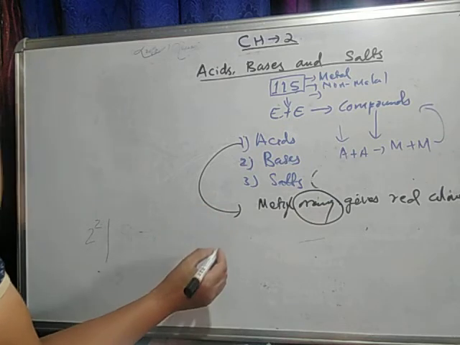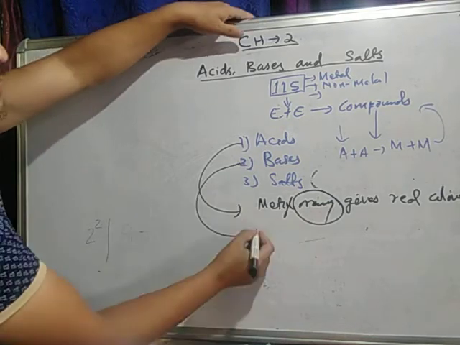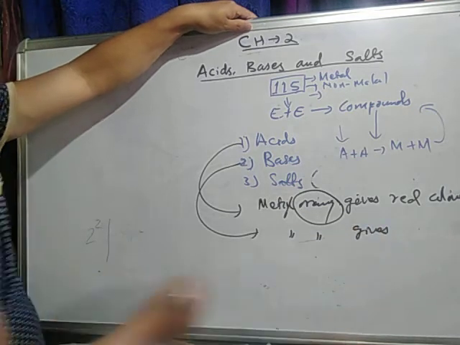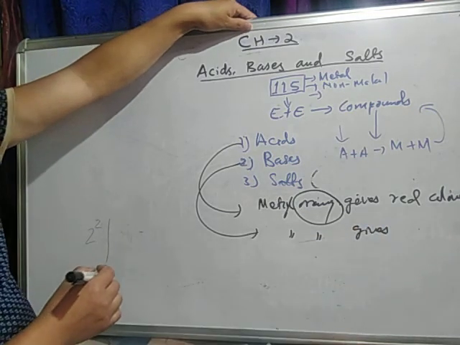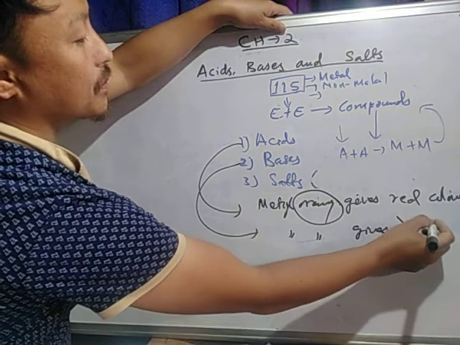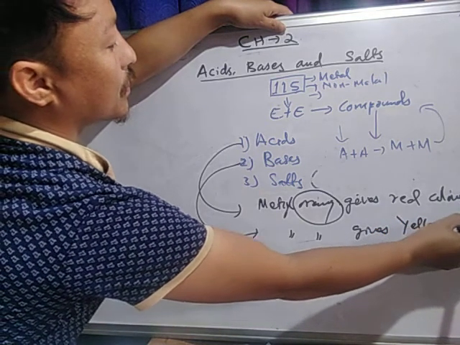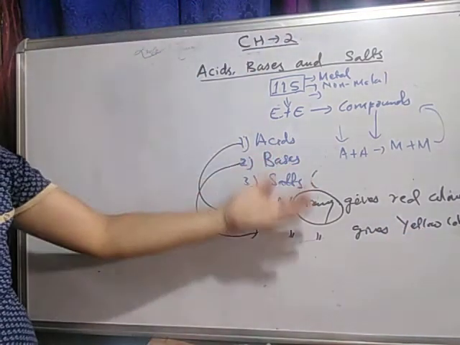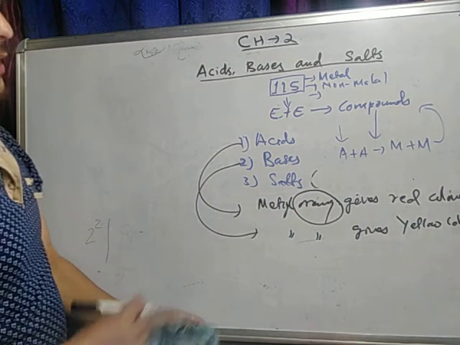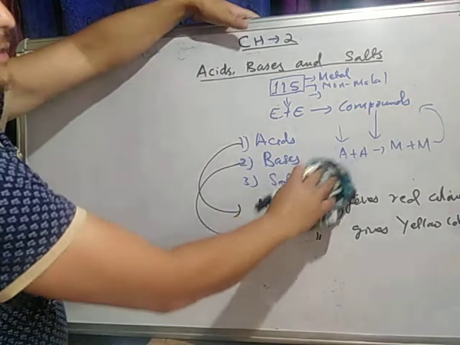So next, if you put it in base, methyl orange gives yellow color. Yellow color when put in base. Okay, clear? So next, this is your synthetic, isn't it?